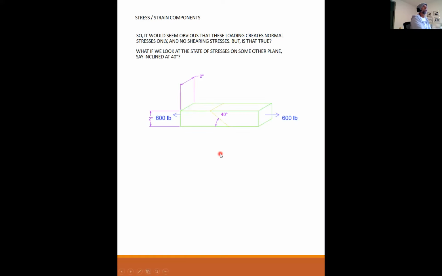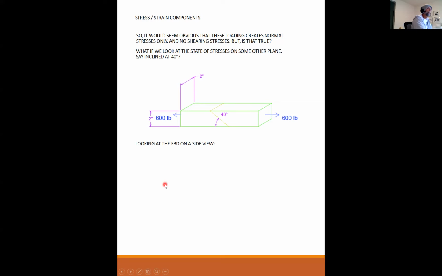So it would seem obvious that this loading creates normal stresses only. There are no shearing stresses. But is that true? Are there truly no shearing stresses? What if we look at a state of stresses on some other plane, say inclined at 40 degrees? So instead of taking a vertical cut through this thing, what if I take a slice at a 40-degree angle on this thing with the same bar, same 2-inch by 2-inch, and the same load, 600 pounds of tension?